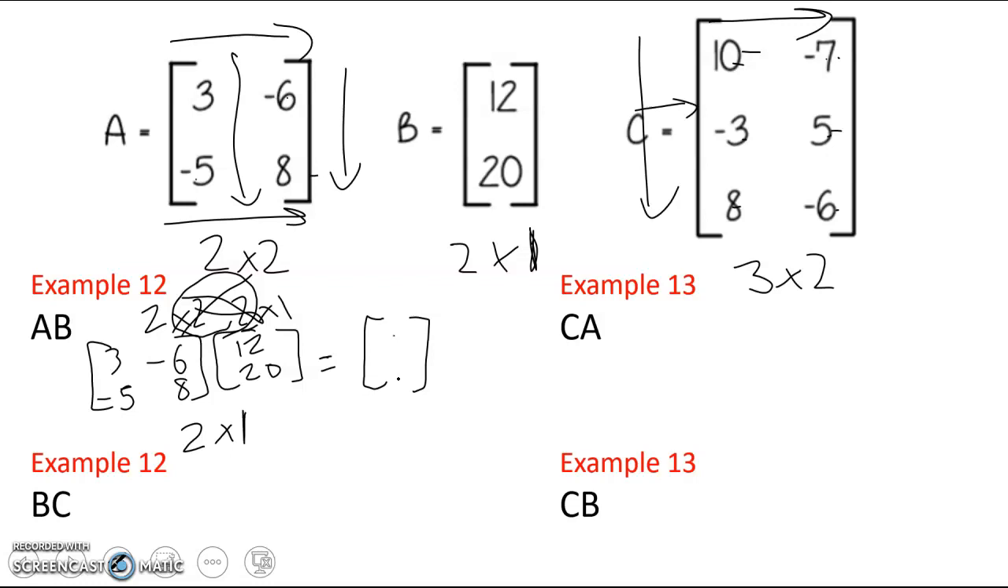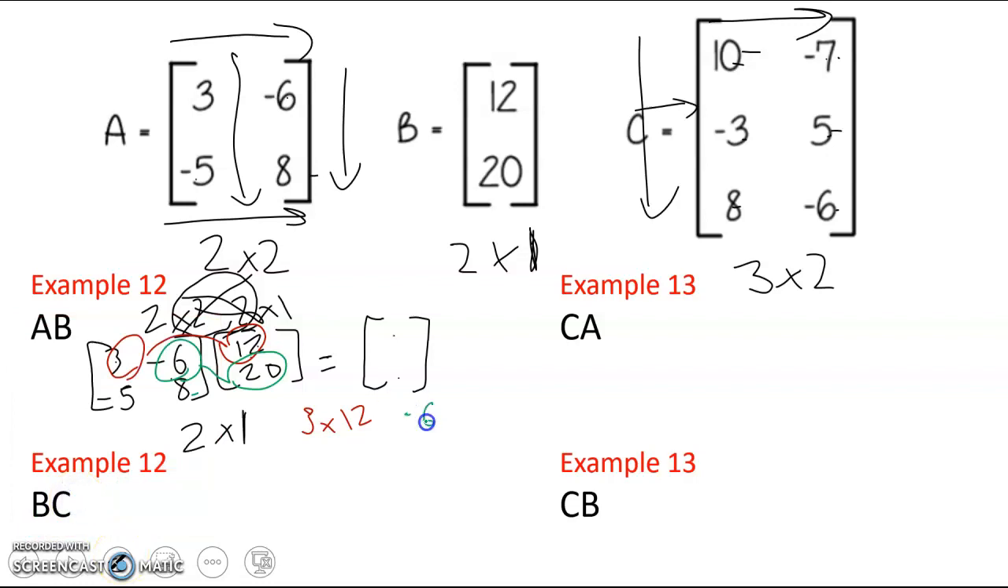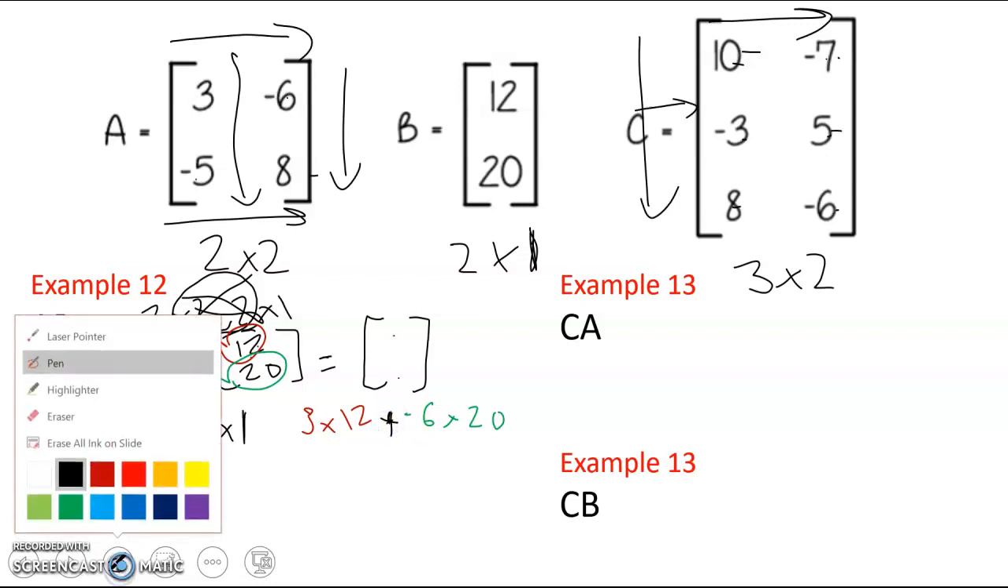Let's go ahead and multiply it out. It's not as simple as multiplying this 3 by this 12, or this -6 by this 12, or the 20, or whatever. What we do is multiply the 3 by the 12, and then, I'm going to go green here, the -6 by the 20. I'm going to write those out: 3 times 12, and then -6 times 20. And when we multiply those numbers out, we add them, and that is going to be the new number in our new matrix.